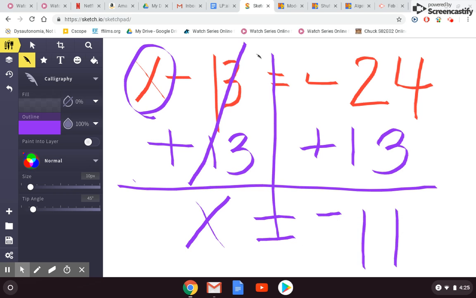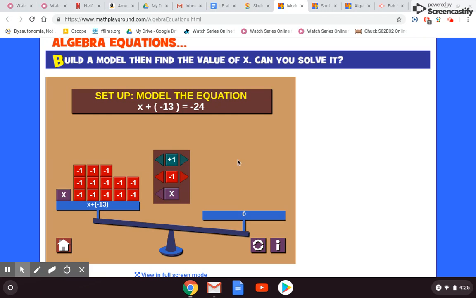So here we have our problem again. It's x minus 13 equals negative 24. We added 13 to both sides, and x equals negative 11. And so we go to our virtual manipulatives, which is Math Playground, Algebra Equations. We've got our x and negative 13 by clicking this little arrow 13 times.